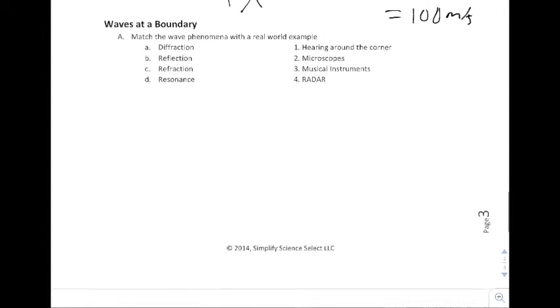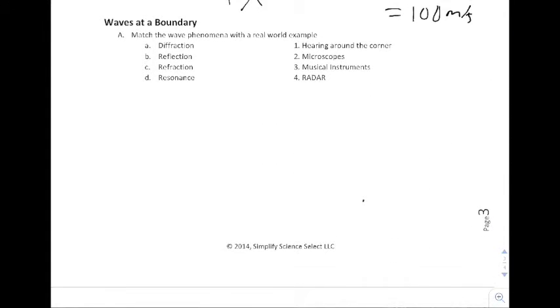Finally, it says match the wave phenomenon with a real world example. Reflection is an example of radar. Okay, refraction is an example of microscopes. Okay, diffraction is an example of hearing around the corner, and resonance is used in musical instruments that magnify the sound. So go ahead and try the independent practice, and if you have any questions, make sure you talk to your teacher before your retest.